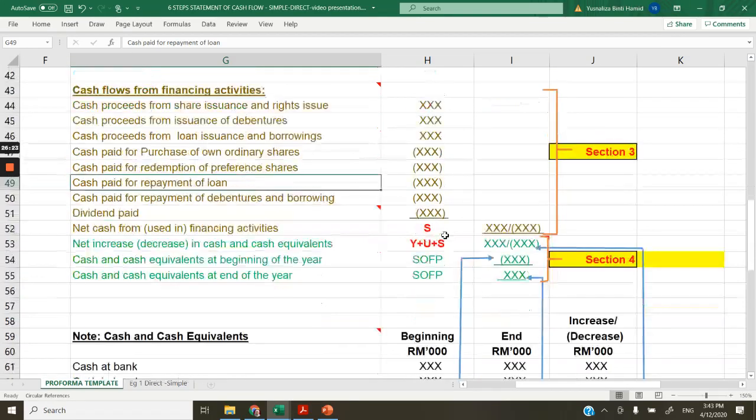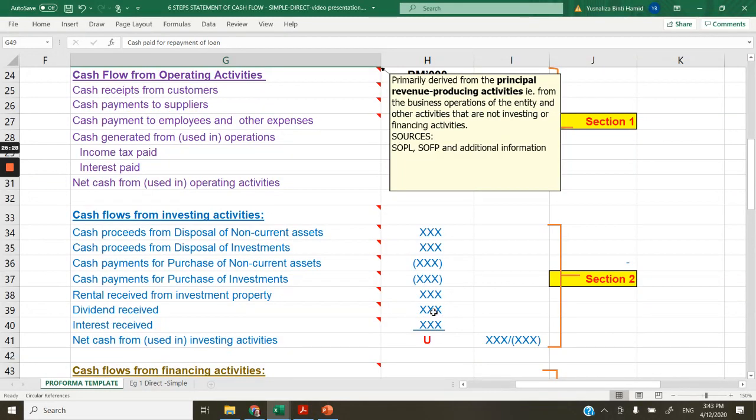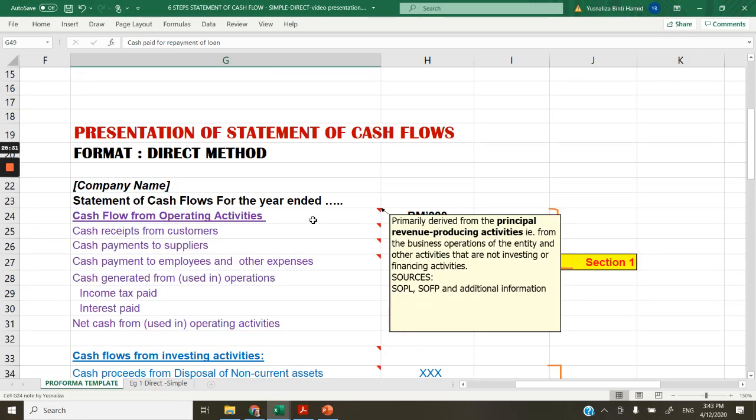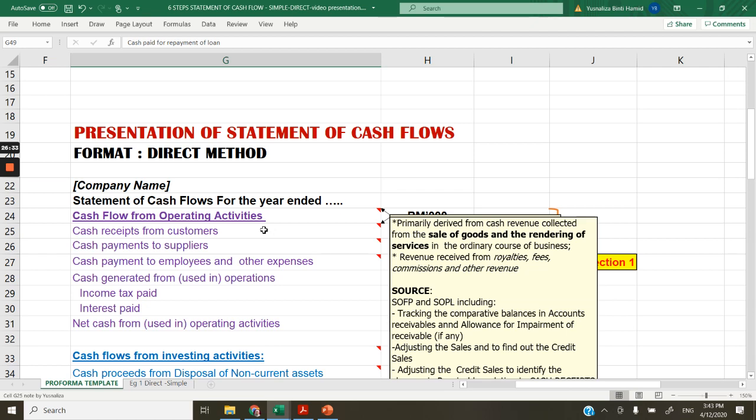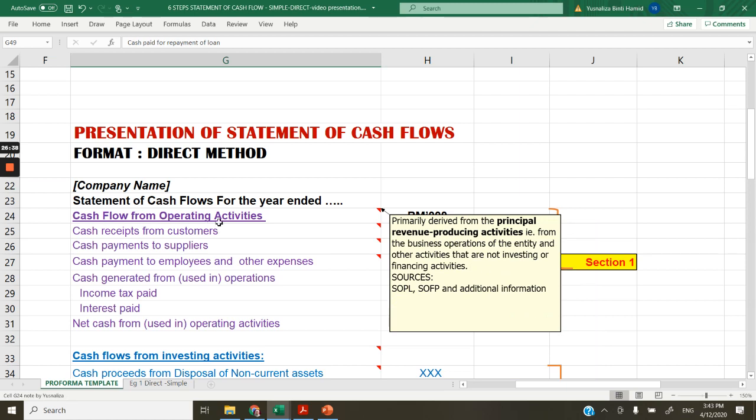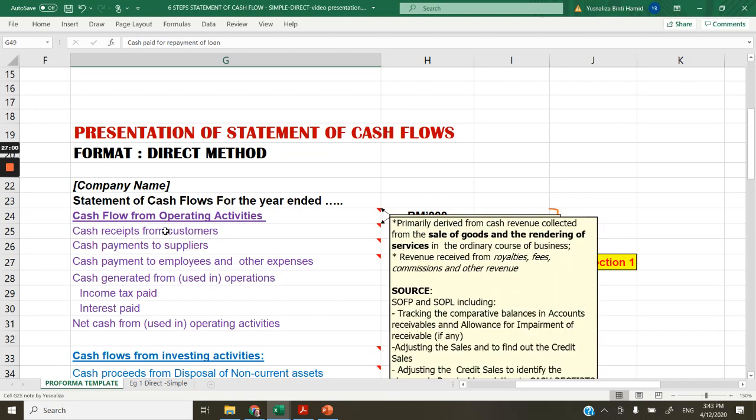So now whatever does not mesh in section 3 and section 2 will then be put in section 1. If you go and watch my next video, I'll be explaining how we do that. But before that, under cash flow from operating activities, which is section 1, you see here it says other activities that are not investing or financing. Whatever does not fit into investing, whatever activities do not fit into financing, have to be put under the operating activities.